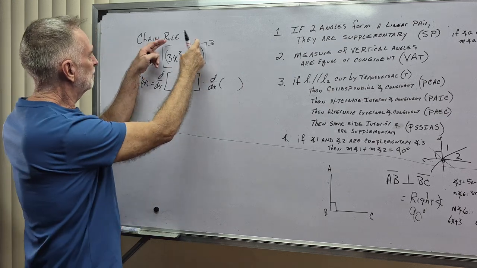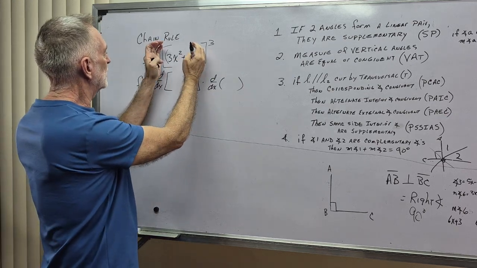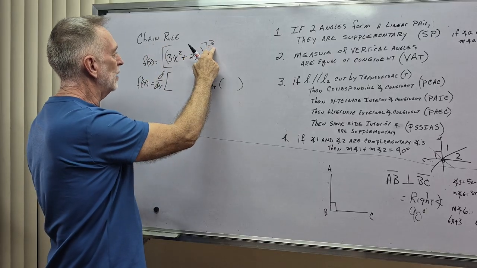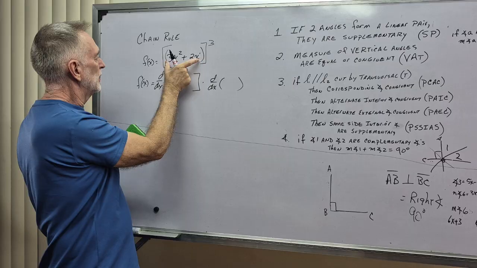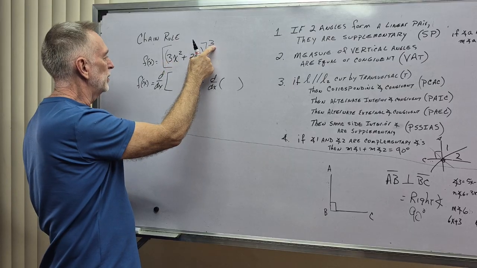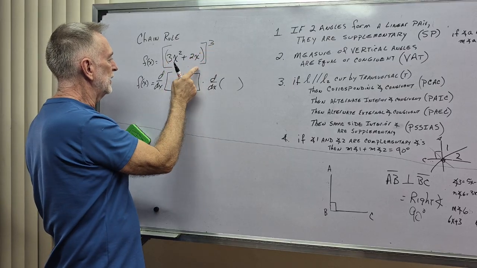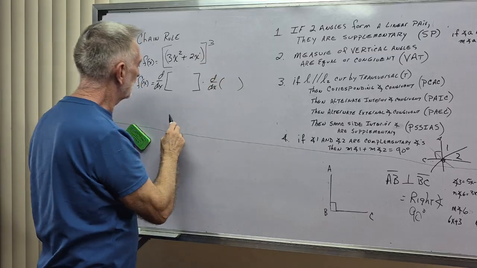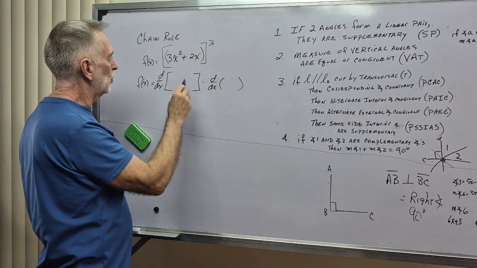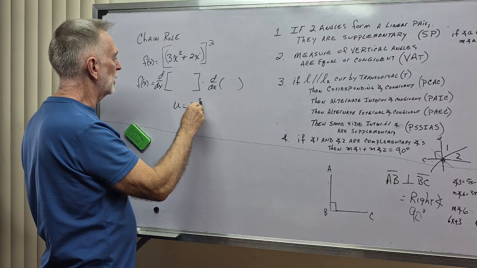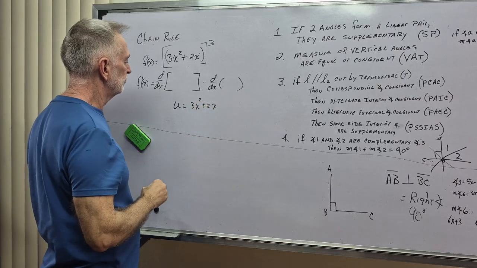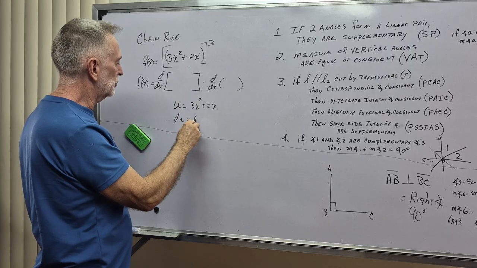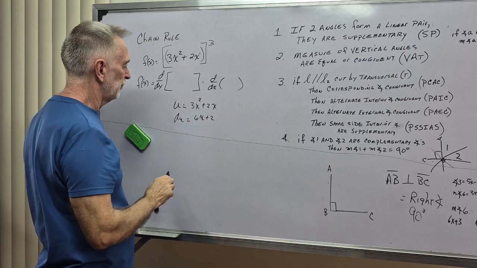Now you'll notice I've boxed this out. I've got an outside, this function is cubed. So the outside function is, I'm taking everything in here and cubing it, but I need to take the derivative with respect to that. So let's let u equal 3x squared plus 2x. So du, and we just did that earlier, that's 6x plus 2.